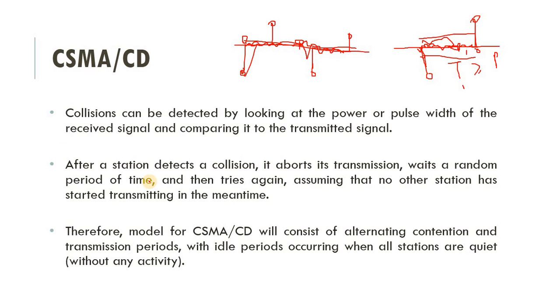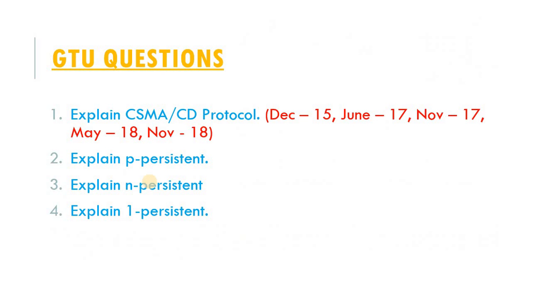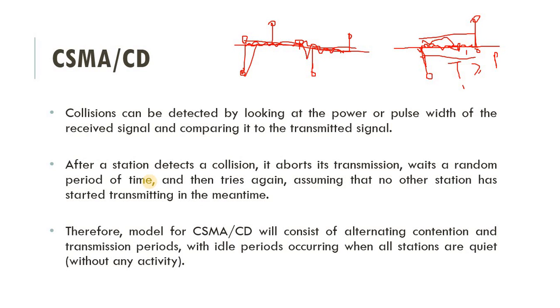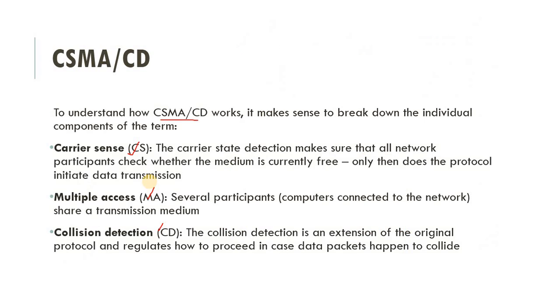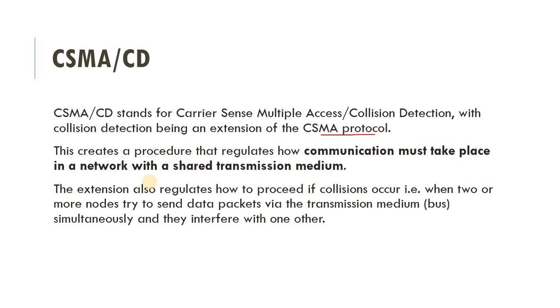After a station detects a collision, it aborts the transmission, waits a random period of time, and then tries again, assuming that no other station has started transmitting in the meantime. Therefore, the model for CSMA/CD consists of alternating contention and transmission periods, with idle periods occurring when all stations are quiet without any activity. So that is all about CSMA/CD, carrier sense multiple access with collision detection.